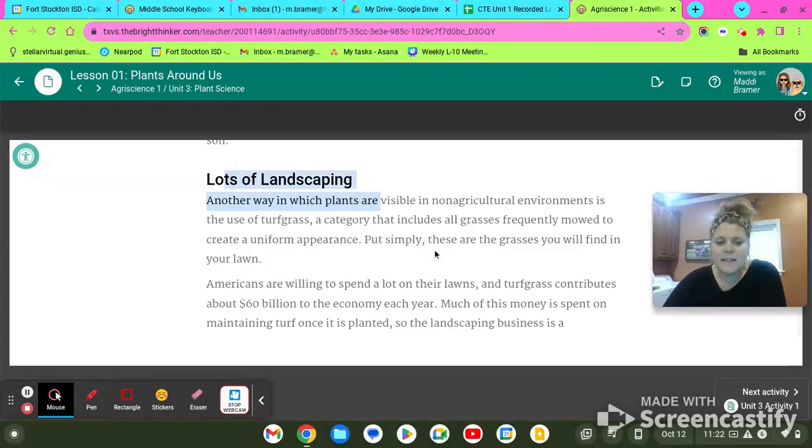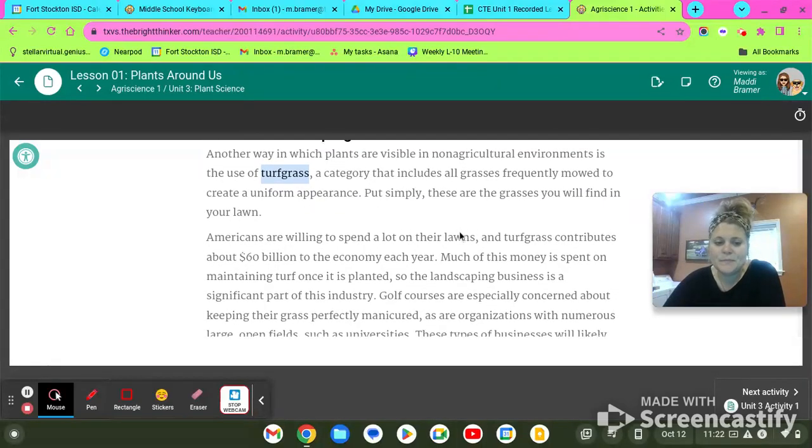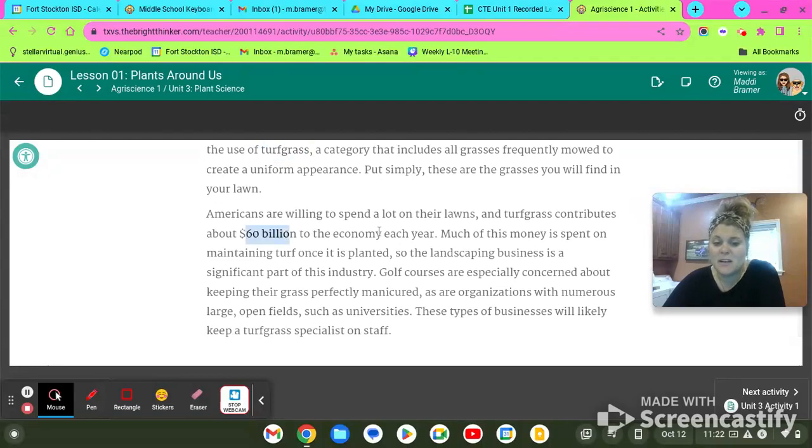So landscaping, that's another category where we see a lot of plants. That's not crops. So turf grass. That's not fake turf that we see in football games. Turf grass is what we consider the grasses that are mowed. So like those stadiums, MLB stadiums, or small football field stadiums, high schools that use real grass still. That's considered turf grass. So that's a whole industry of people mowing it and taking care of it. These are grasses that are in your lawn. So it says turf grass is a $60 billion industry.